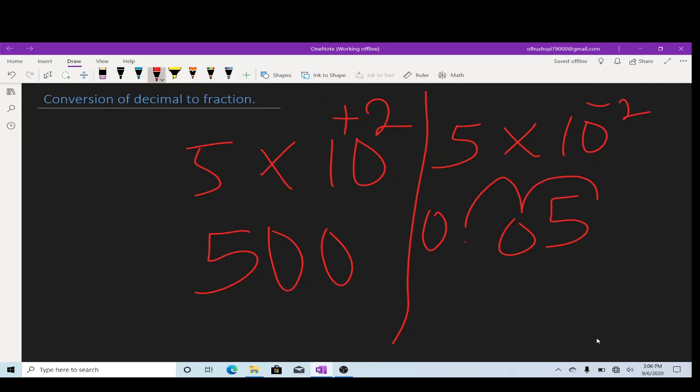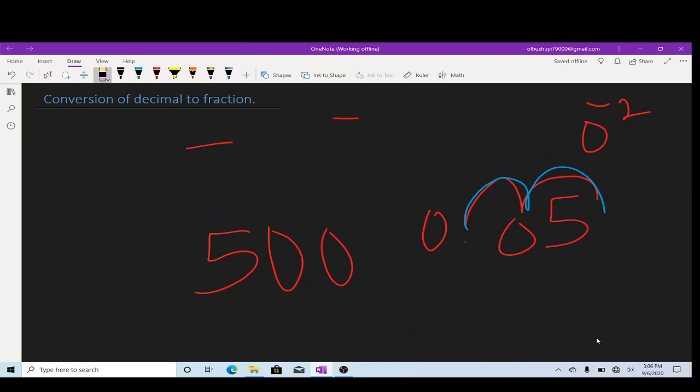0.05. You observe that if you are to move forward again, to change this decimal back to fraction, you move this way, 1, 2. So that's another approach. So let's just go and finish up what we started.